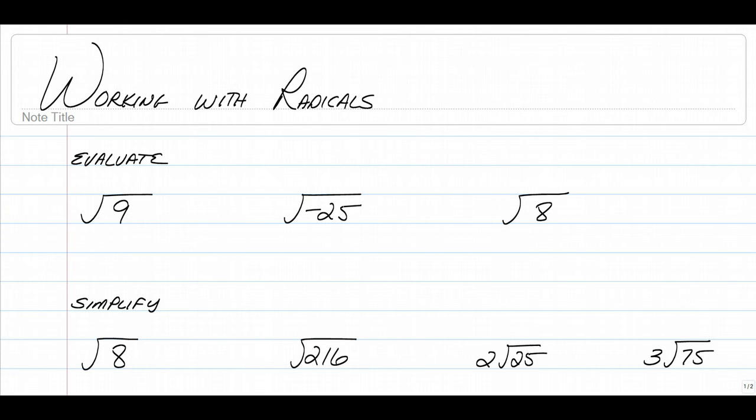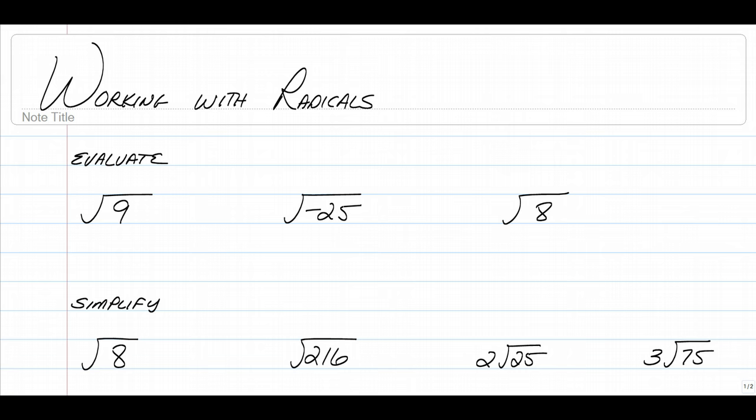Mr. Longo here, about to go over how to work with some radicals. Now, for those of you that do not remember what a radical is, it's a fancy name for a square root. But radicals can be cube roots, fourth roots, fifth roots. But today we are focusing on square roots.